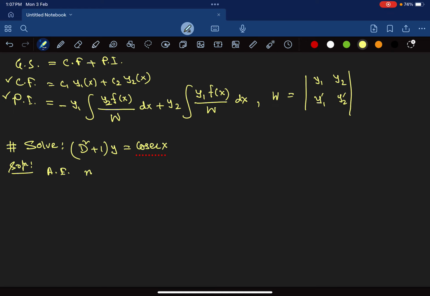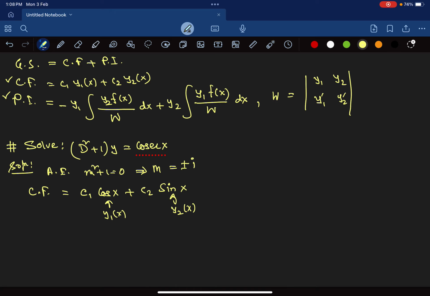The auxiliary equation, you can directly write, is m² + 1 = 0. So m will be ±i. So the CF is given by C1 cos x + C2 sin x, taking this as a homogeneous equation; we have already solved this type of question, you can refer to the previous slides. Now this is the CF, so from this CF you can identify this is your y1(x) and this is your y2(x).